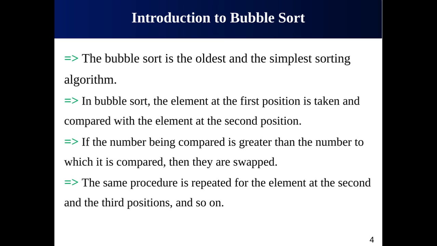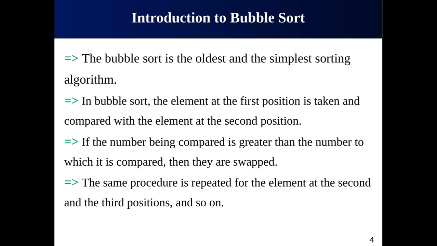If we are going to arrange the elements in ascending order, then you have to see if the first element is greater than the second element, or to put it in general form, if the number being compared is greater than the number to which it is compared, then we need to swap them. And then we repeat the same procedure for the second element, then the third element, then the fourth element, until we reach the end of the list. So this is the basic technique of the bubble sort algorithm.